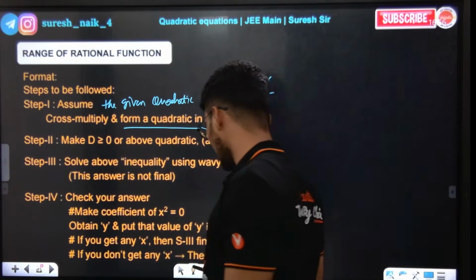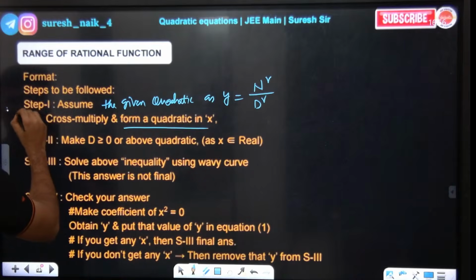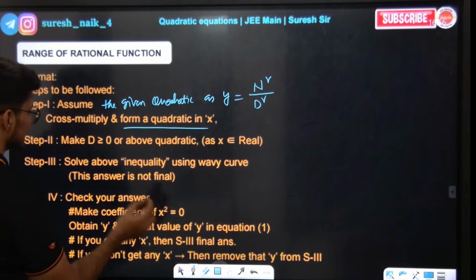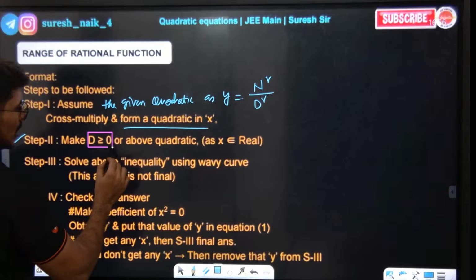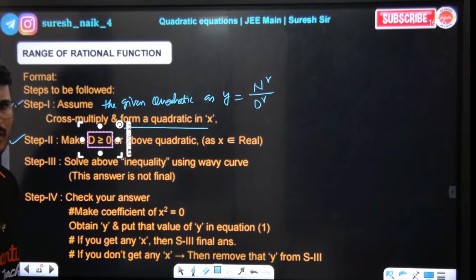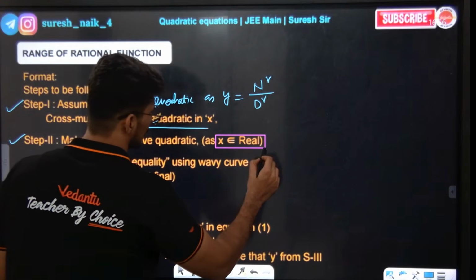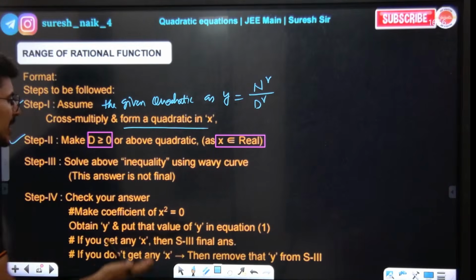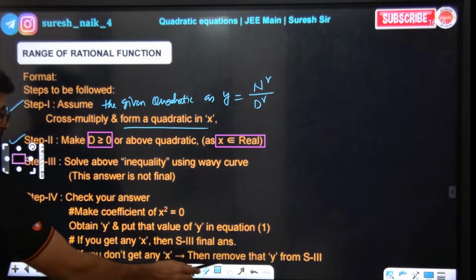After forming that, what is the second step? You need to make the discriminant greater than or equal to 0. Discriminant greater than or equal to 0, because we are talking about real solutions, real numbers. That's why greater than or equal to 0. Now, what is step number 3?